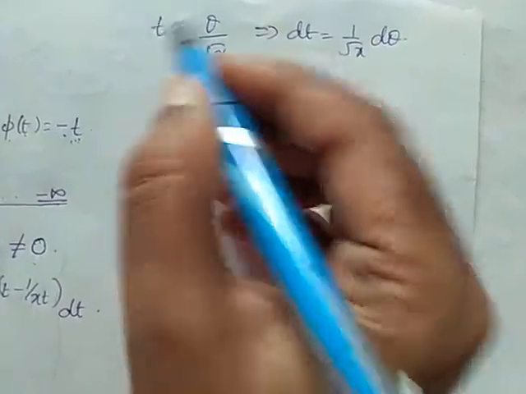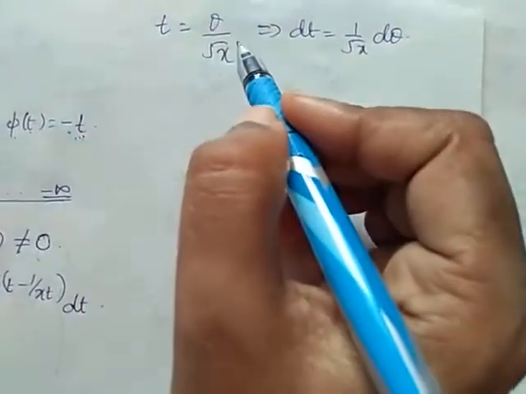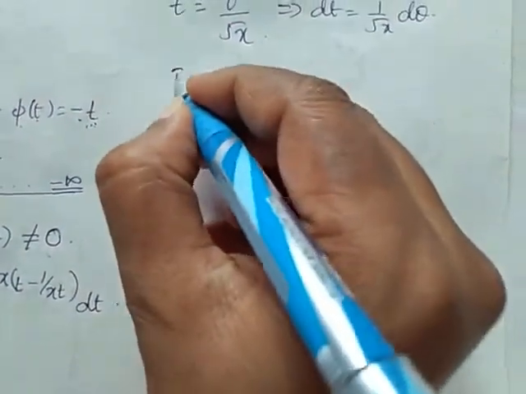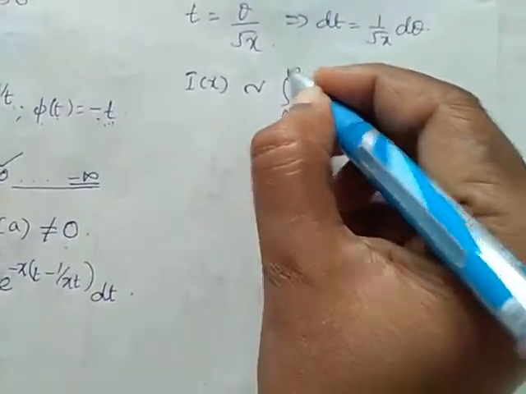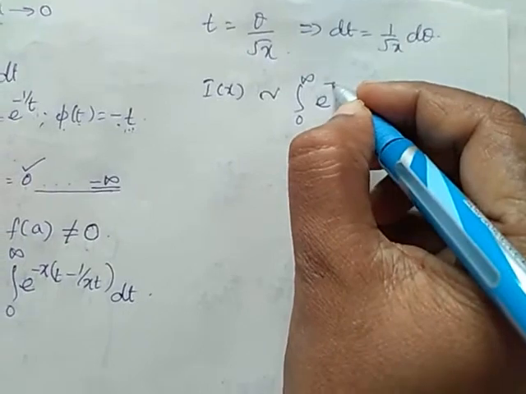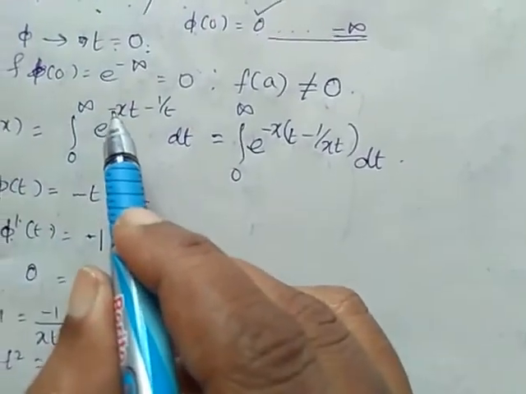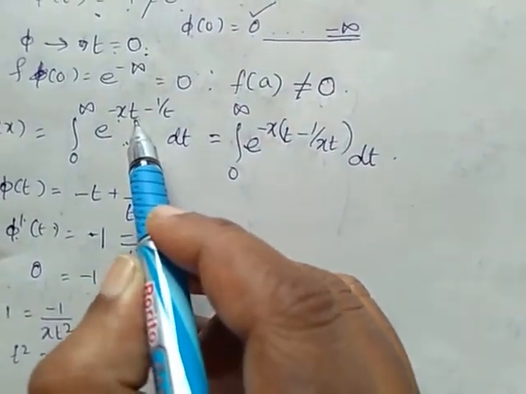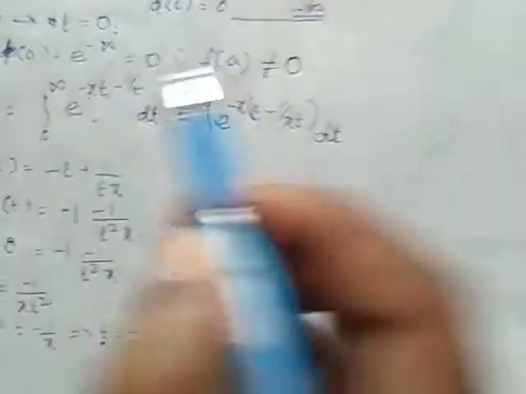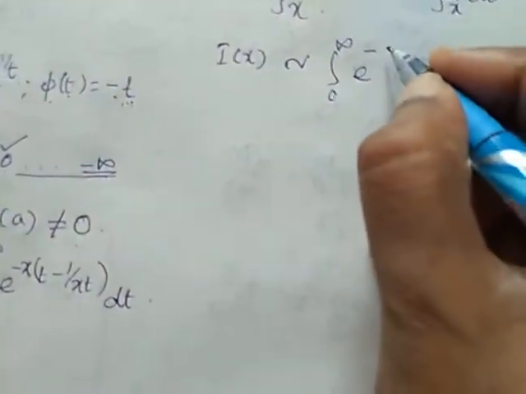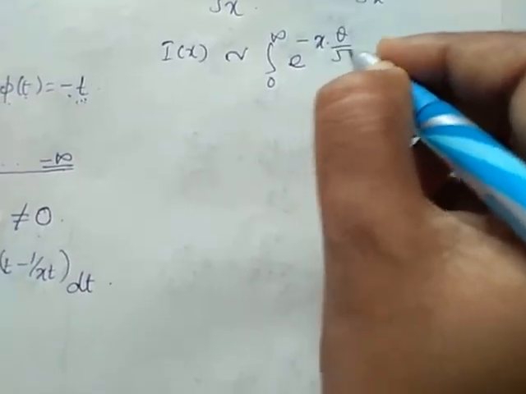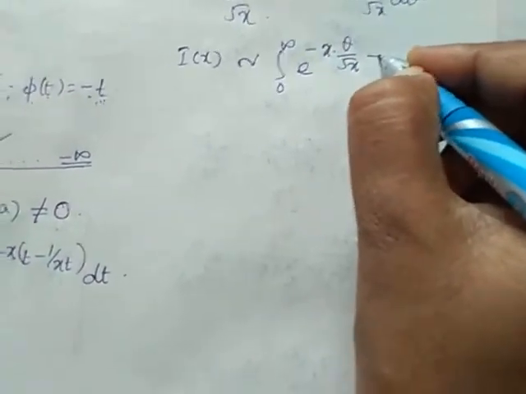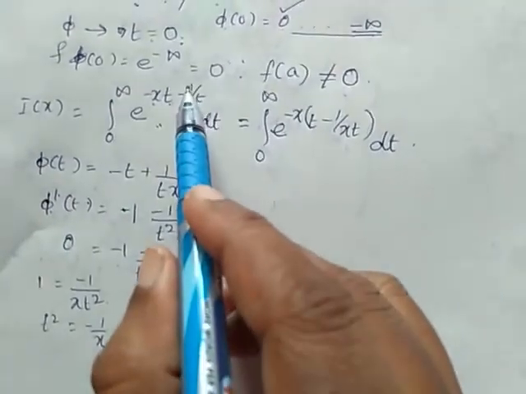Again, when t is 0, theta is 0. When t is infinity, theta is infinity. So our given integral is asymptotic to the integral from 0 to infinity of e power minus x t, where instead of t we have theta by root x. So substitute t equal to theta by root x in the first term.